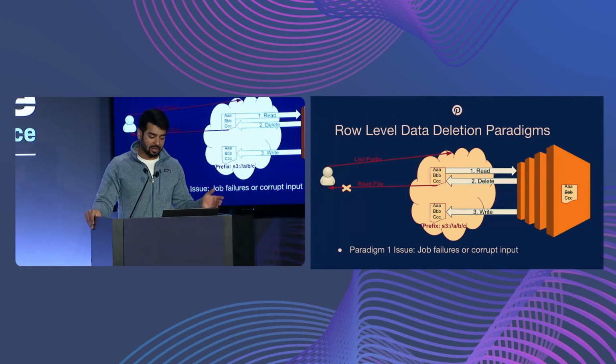For example, a user came in and started their job. The job did the listing of the prefix, planned out all the tasks, and then started executing. Meanwhile, there was a deletion happening, so it actually deleted the original file. In that case, the user's job will fail because the original file doesn't exist anymore. And this is one of the main issues that Iceberg can help us fix, and we'll talk about that in a bit.